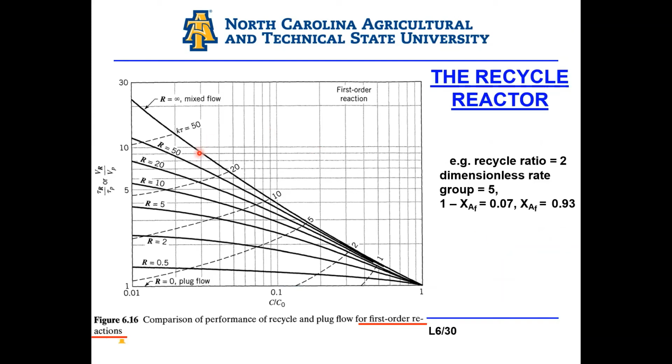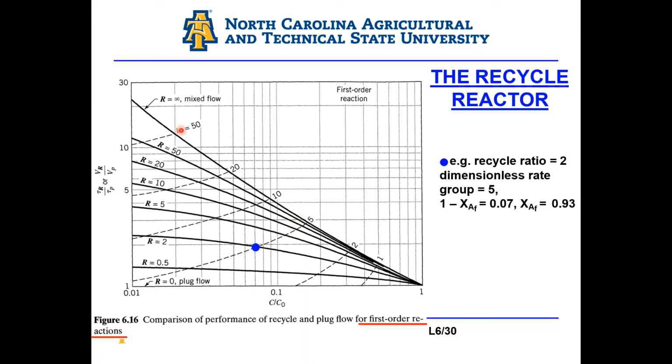And there's this chart as well in Levenspiel, a very similar idea, which is the ratio of volumes, the volume of a recycle reactor divided by the volume of a PFR, on the y-axis. At the bottom, I have C over C naught, which is 1 minus X, the conversion. It's a comparison of performance of recycle and plug flow for first order reactions. For example, for a recycle ratio of 2 and K tau equals 5, 1 minus XAF is equal to 0.07 and XAF is 0.93. It's just how you read this chart.